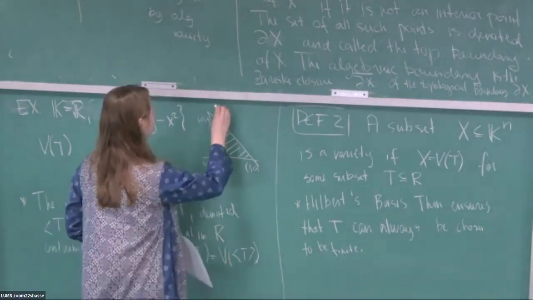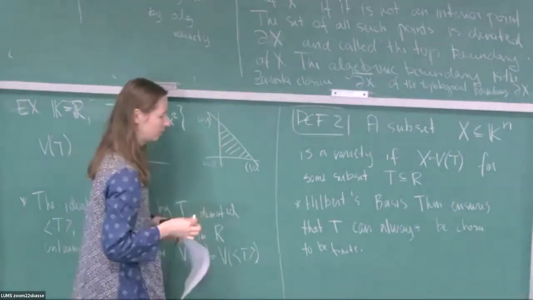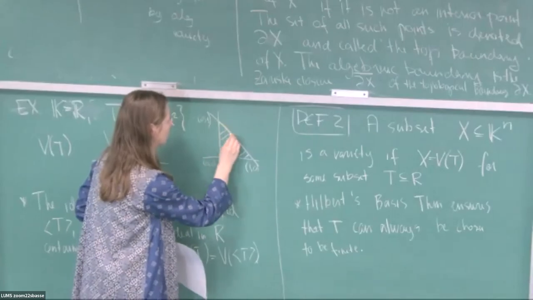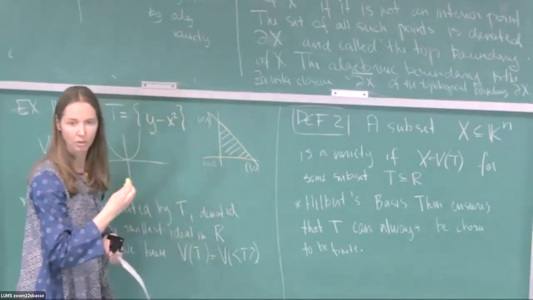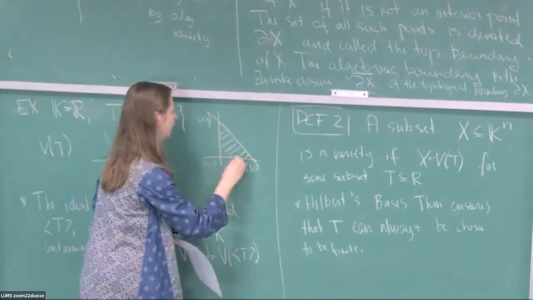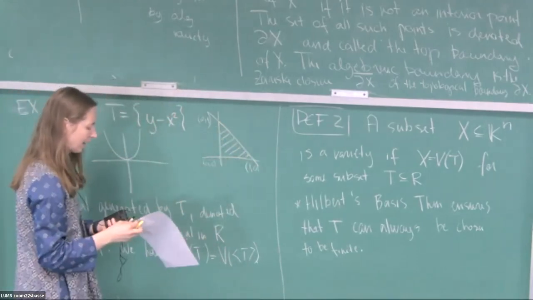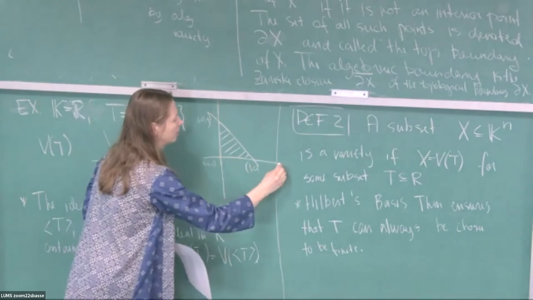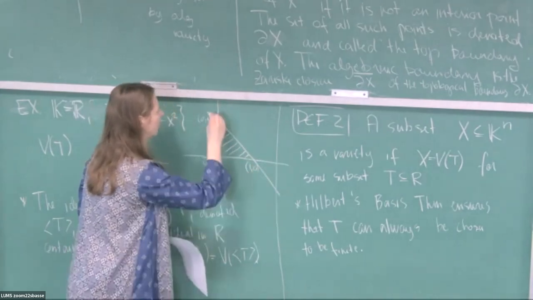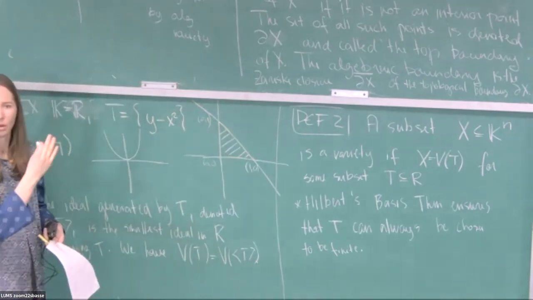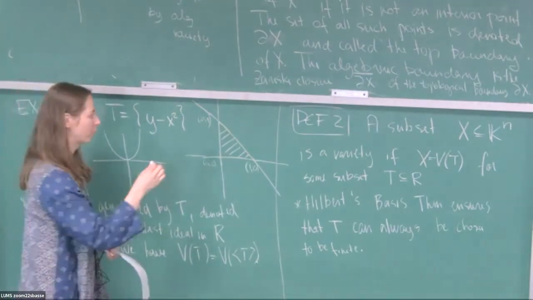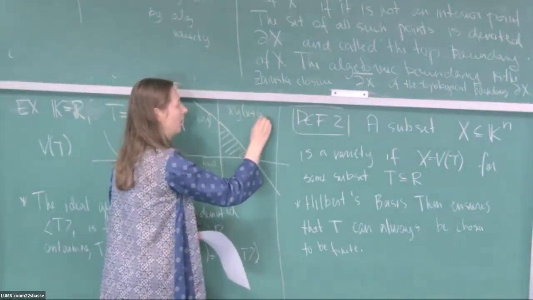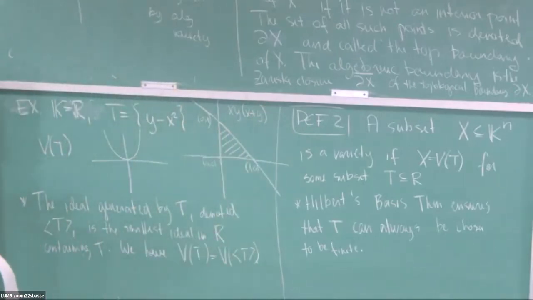Exactly. So the topological boundary, using the definition that I gave, is just the boundary of the triangle, and the algebraic boundary is the Zariski closure of this, so the smallest affine variety containing the topological boundary. So it's the extension of these three line segments. The algebraic boundary is the union of three lines, and it's defined in this case by this polynomial. Okay, so I'll stop here.